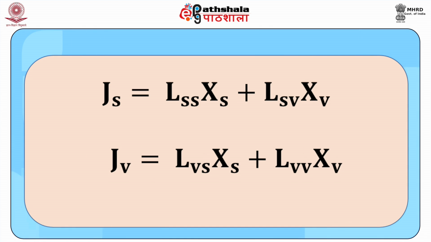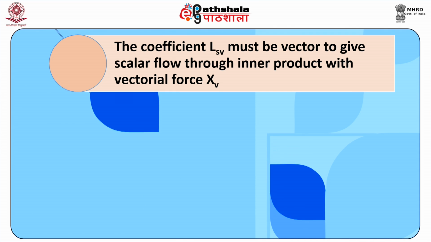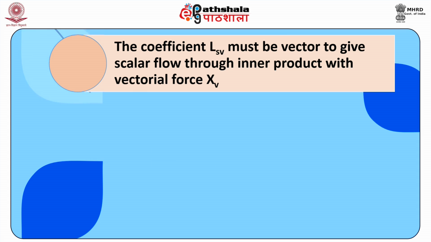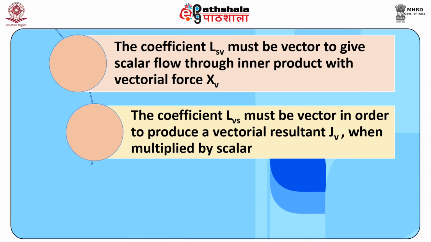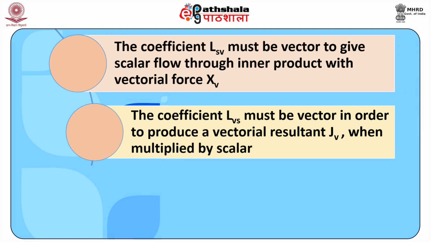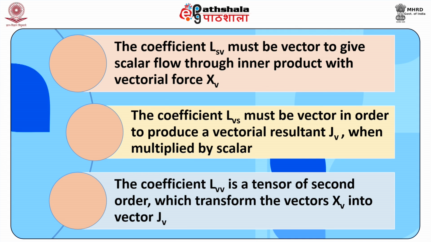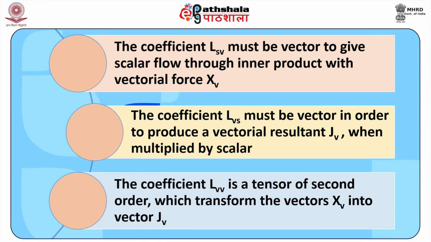In the above set, Lss relates the scalar force Xs to the scalar flow Js and is itself a scalar quantity. The coefficient Lsv must be a vector to give a scalar flow through inner product with the vectorial force Xv. The coefficient Lvs must be a vector in order to produce a vectorial resultant Jv when multiplied by the scalar Xs. The coefficient Lvv is a tensor of second order which transforms the vector Xv into the vector Jv.